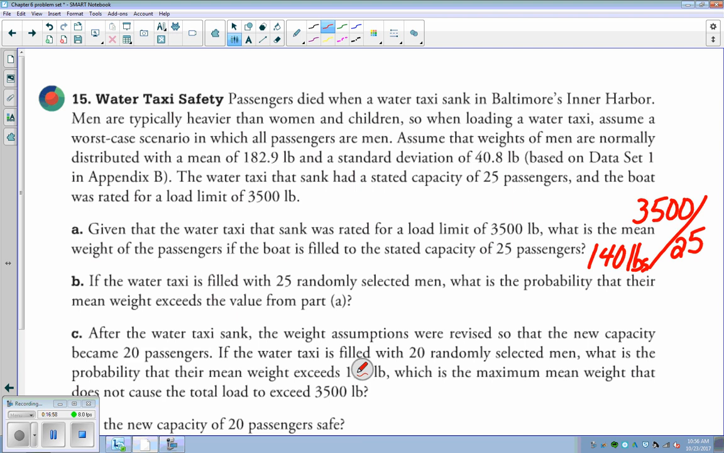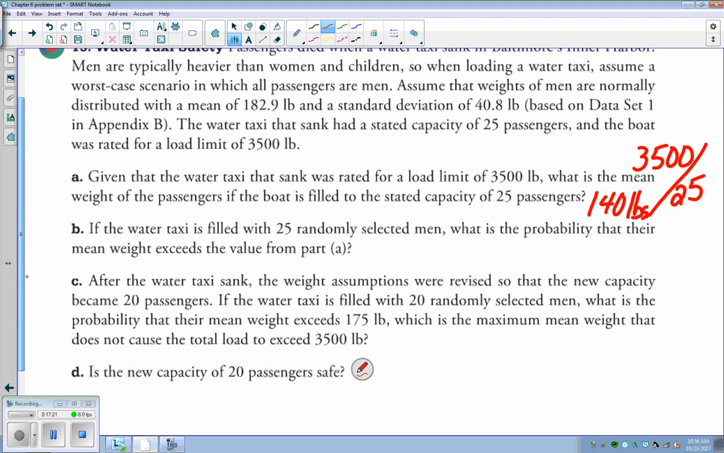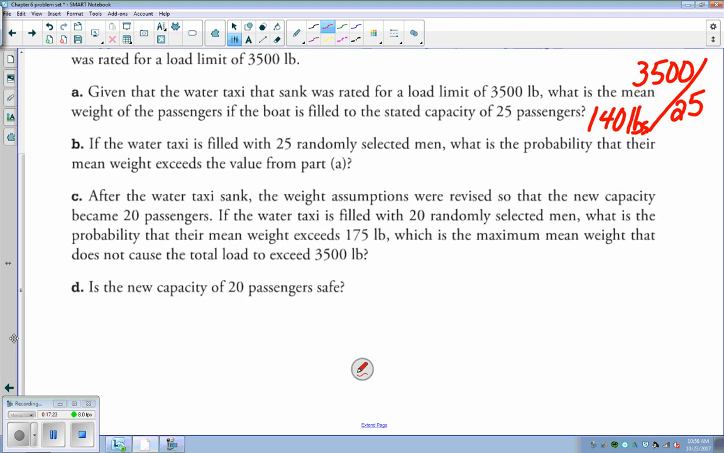Okay. Part B, if the water taxi is filled with 25 randomly selected men, what is the probability that their mean weight exceeds the value from Part A? 100%. Let's see, let's find out. What am I going to use? I'm going to use the normal distribution.